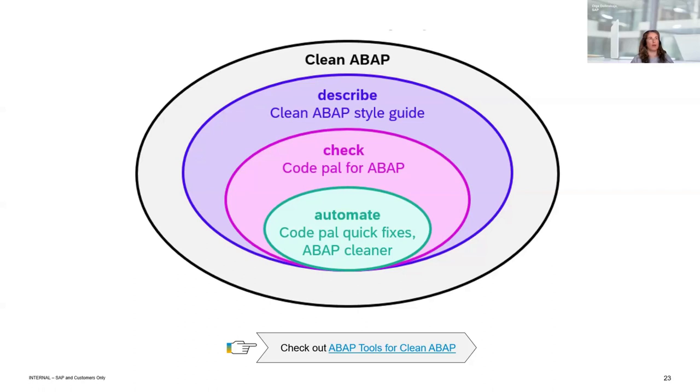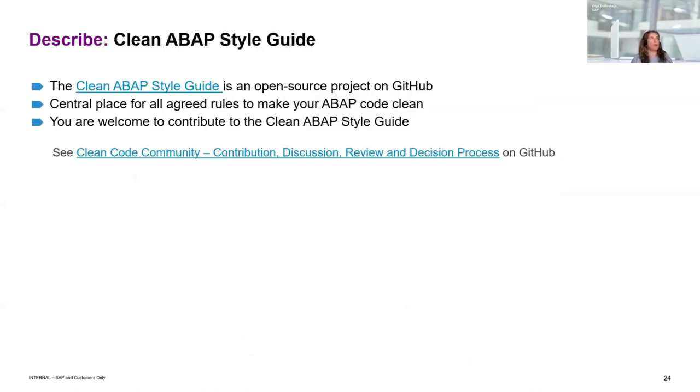And this check circle is smaller than the describe circle because certainly not every rule can be checked easily. For example, if you use semantically descriptive names as variable names, it cannot be checked easily. And finally, this automate circle is the smallest circle, which represents the automation capabilities like CodePal quick fixes and the ABAP cleaner tool, which show how to adapt your code automatically to the issues detected by the Clean ABAP checks. And now, after the basic understanding is gained, let's take a look at each circle in detail. The describe circle is about the Clean ABAP style guide. The Clean ABAP style guide is an open source project led by SAP on GitHub. This project is a very lively project.